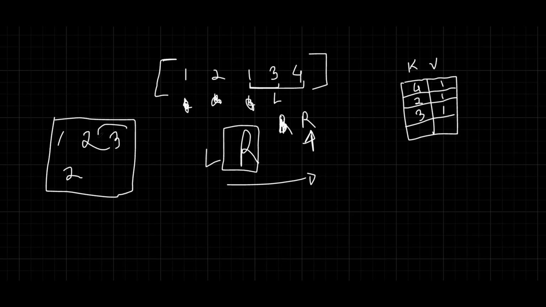So here the maximum length will be 3. For this example, the maximum length will be 3. If we consider 1, 2, and 1, it will be the maximum subarray which has at most 2 distinct elements. I hope you understood the algorithm. Now let's move on to the code.